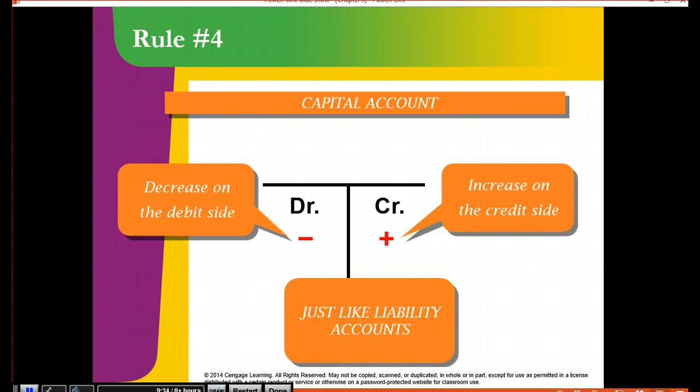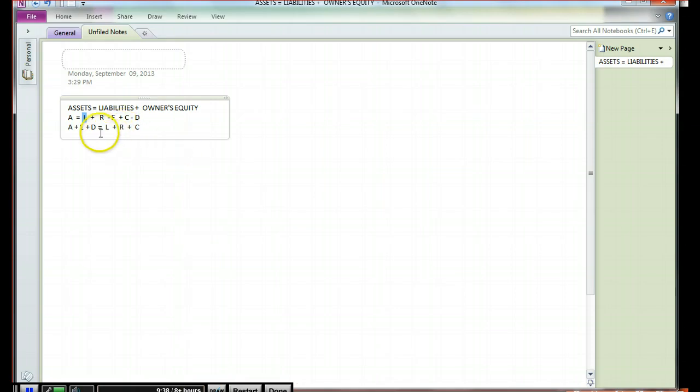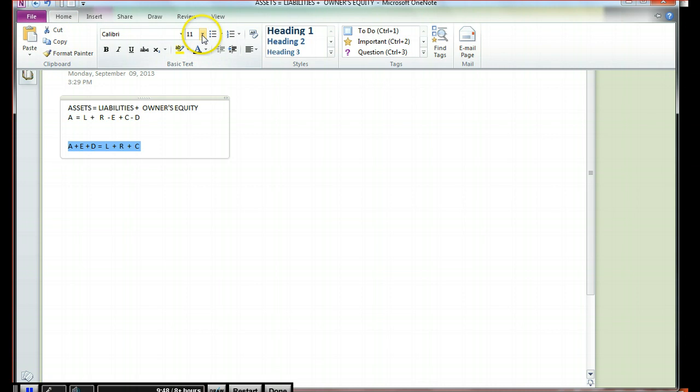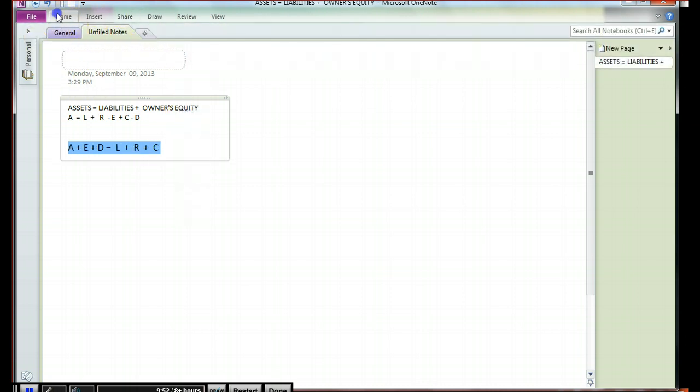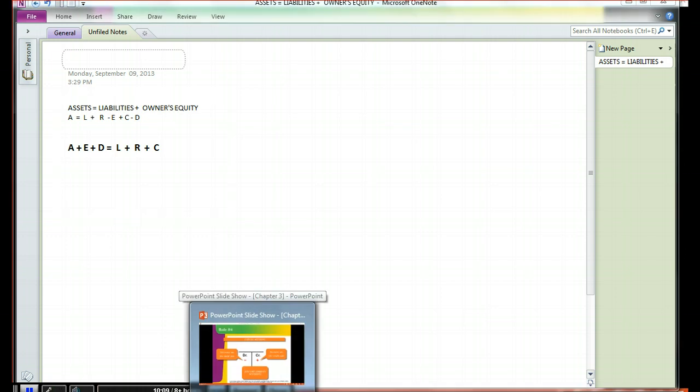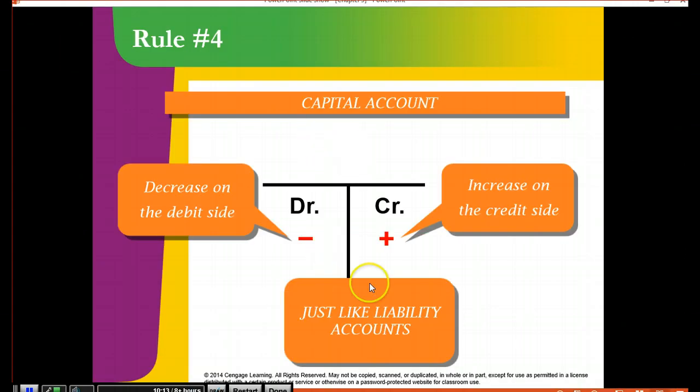Capital account, if we look to our quick notes here, what did I end up with right here? Let me increase the size here if I can. Okay, so I ended up with liabilities, revenue, and capital. So the same thing that happens for liabilities is going to happen for capital and for revenue as far as how we treat an increase and a decrease. Okay, so the capital account is just like the liability. They decrease on the left and they increase on the right. They decrease on the debit side, they increase on the credit side.